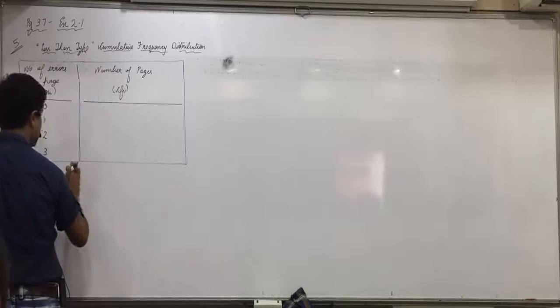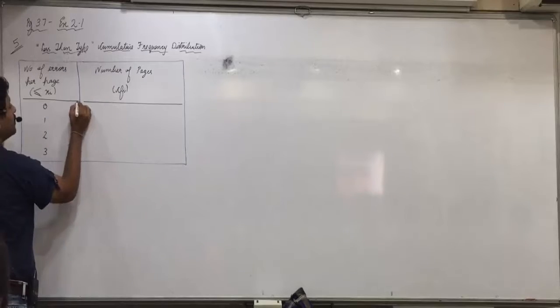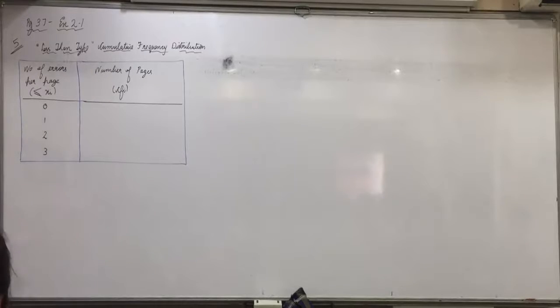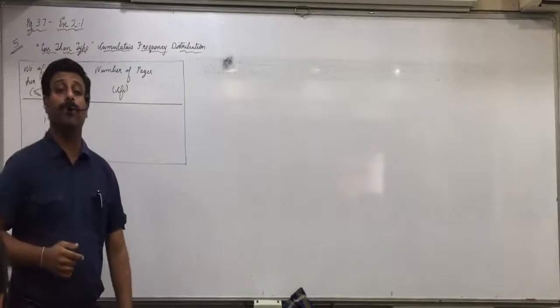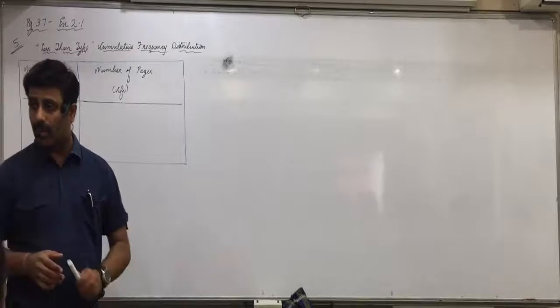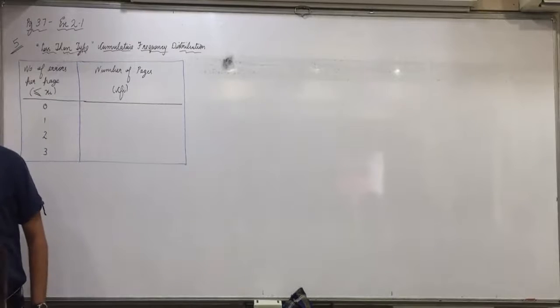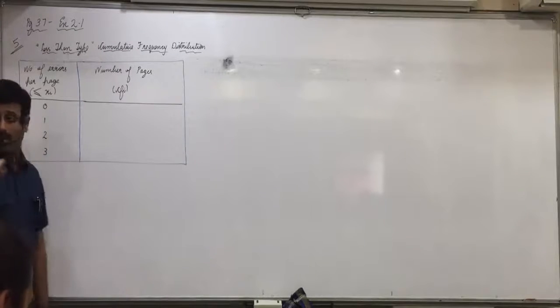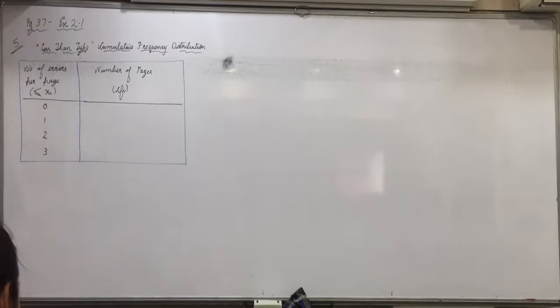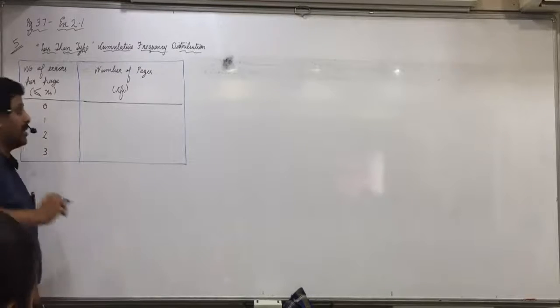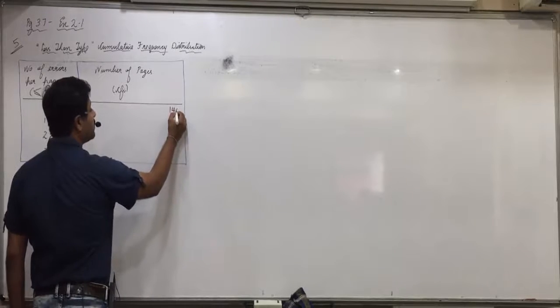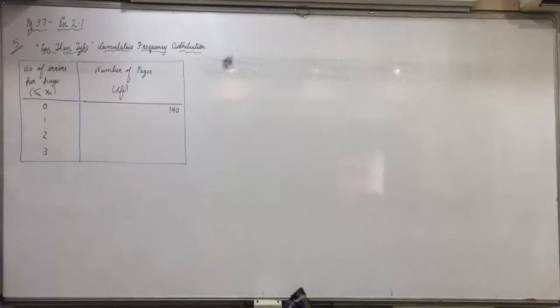Shall I proceed? Everyone has made the columns. Less than, we have to add from top to bottom or bottom to top? In less than we have to add from top to bottom. What is the first frequency? No, frequency, you are telling me the variable. What is the first frequency? 140. That 140 will remain as it is. You have to add from top to bottom. So 140 will remain as it is.